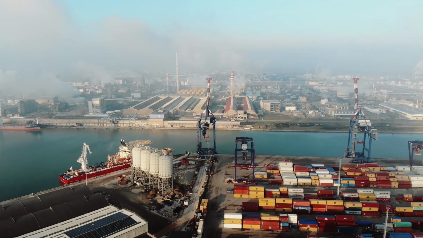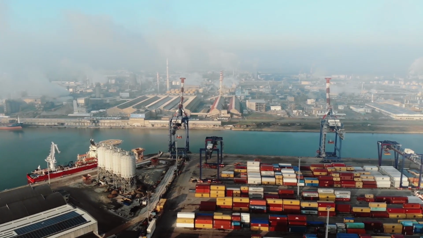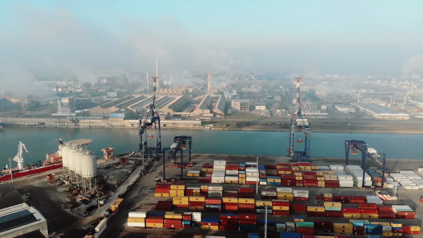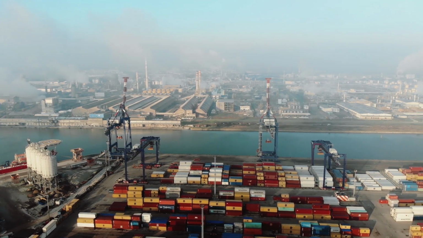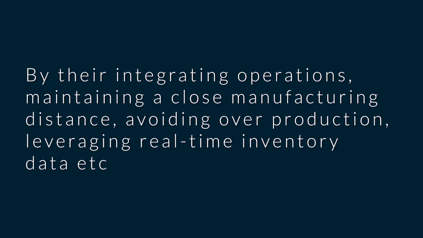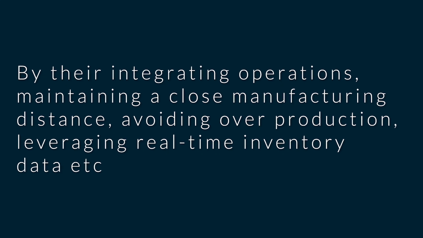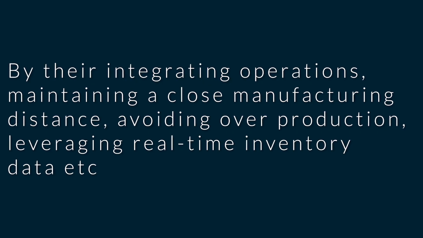Recent developments in supply chain strategy are focused on the introduction of flexibility and agility in the supply chain to enable the organization to balance cost effectiveness with responsiveness to customer needs. And there are several ways in which organizations can go about this, for instance, by integrating operations, maintaining a close manufacturing distance, avoiding overproduction, leveraging real-time inventory data, etc.